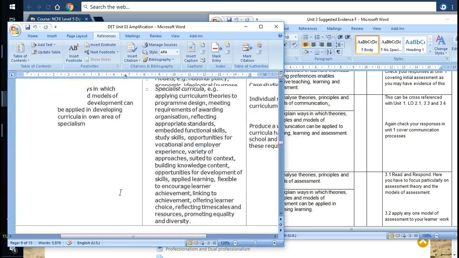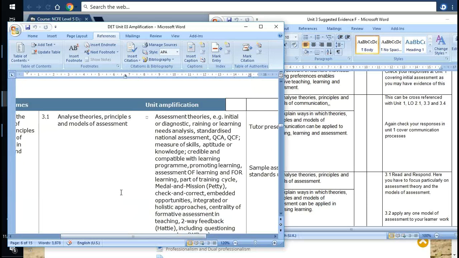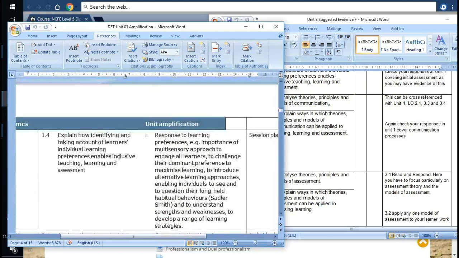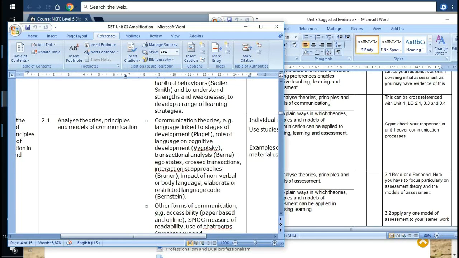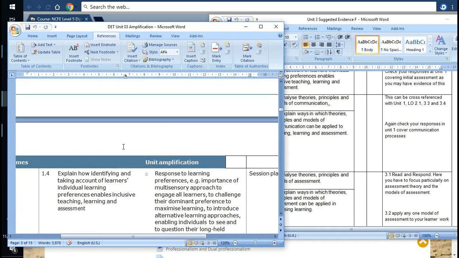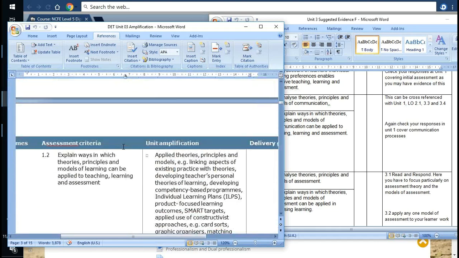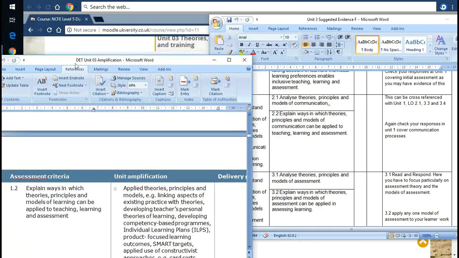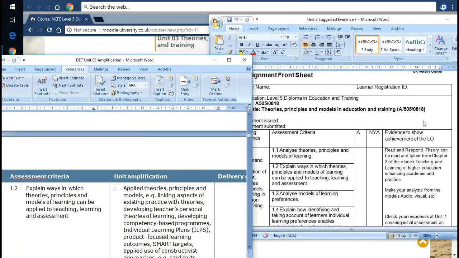In that case, look at models of reflection. And also 3.1, models of assessment and models of communication. So you've got a wide range of different things, but each one is the same pattern of what you've got to do. So it's basically an analysis followed by where that meets roughly with what you do. Okay. And I think that has explained it. I can finish it off now. That is unit 3 in a nutshell.